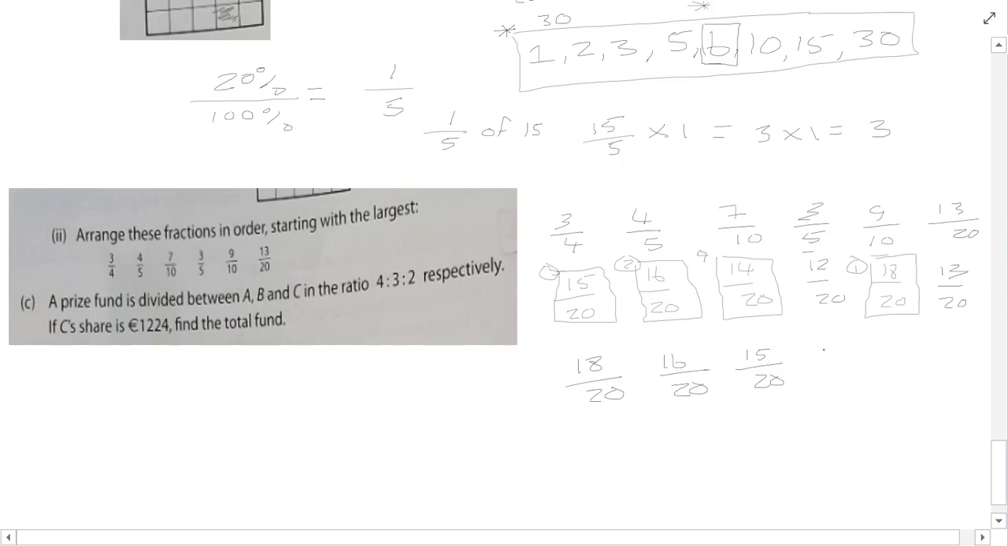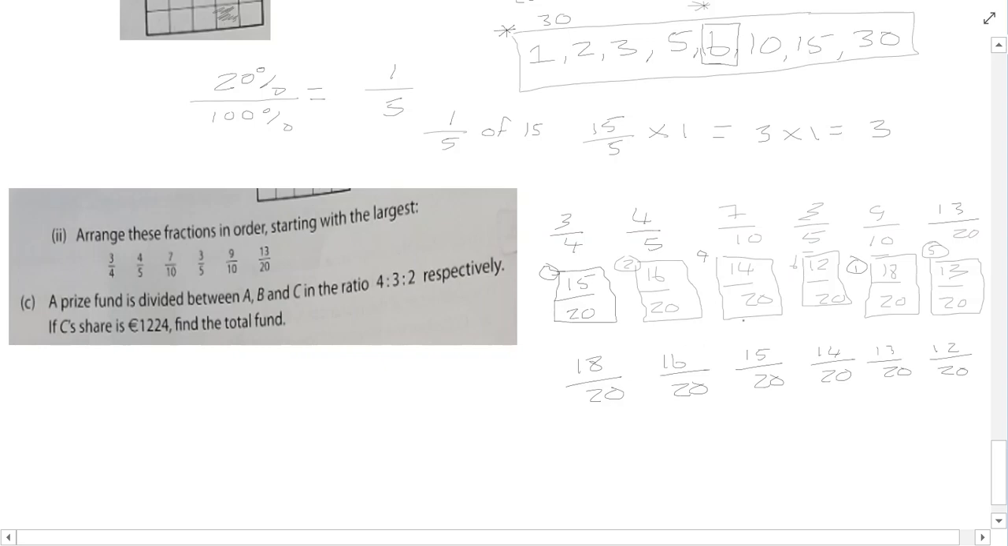What's the next one after that? So 13 then, it's going to be this one here. That is the 5th one. So that's going to be 13 over 20. And then we have this one, which is the smallest, 12 over 20. So that's 6. So what we do then is we rearrange the original fractions by this, okay?